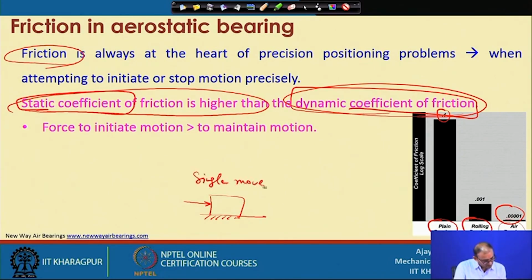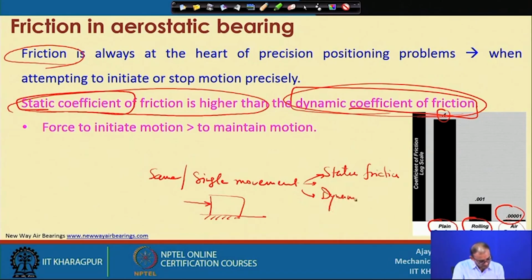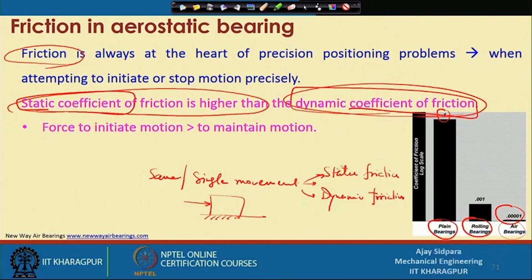single movement, or we can say the same movement, two frictions, that is called static friction and dynamic friction. Correct. So, both are different, and that is the problem when you are talking about friction. The first thing is the force to initiate the motion, that is what is required, and second, dynamic friction is to maintain that particular motion. So, both are present when there is friction, and both are different.